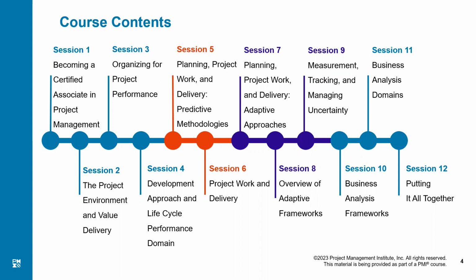Lesson 13 is all about wrapping it up and getting us prepared for certification. Lesson 1, becoming a certified associate. What does it entail? Lesson 2 will cover the project environment and value delivery: the environment in which projects operate, and the system of value delivery. Projects are out to deliver value to their stakeholders, organizations, and society in general.